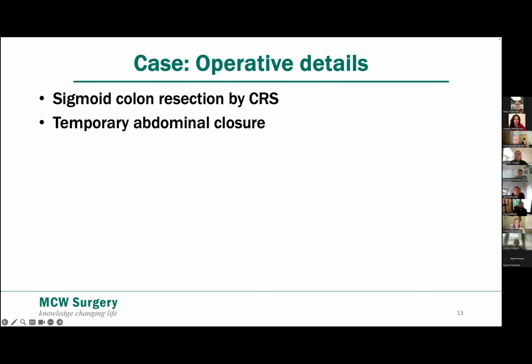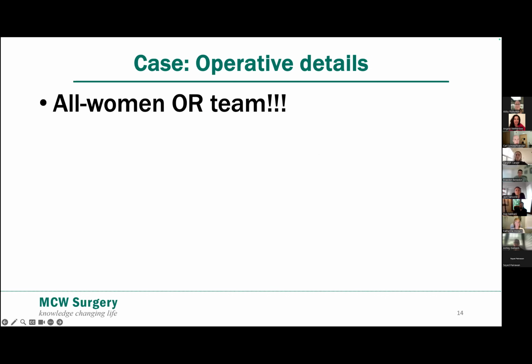He did require a sigmoid colon resection and had his abdomen temporarily closed. And then an amazing thing to point out was this was an all-woman OR team, which is pretty amazing.